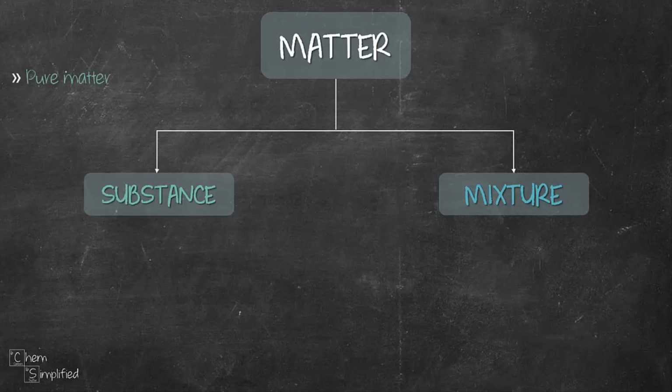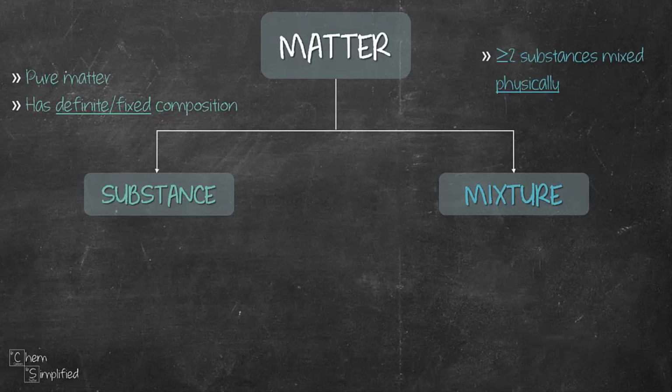It has a definite or fixed composition. That means you know exactly what it is made out of. You'll be able to provide the chemical formula for it. A mixture, just like its name states, is a mixture of two or more substances which are mixed physically. This means each of these substances will retain their identities, so they don't combine to become something else. This is really the key point here.